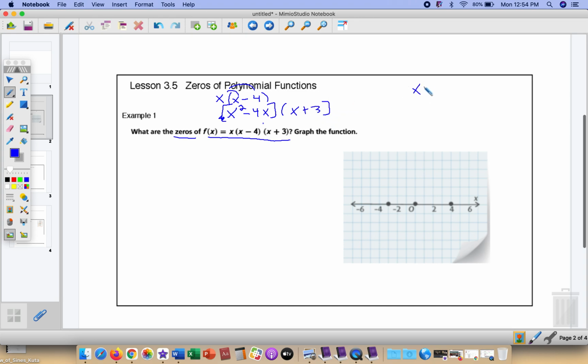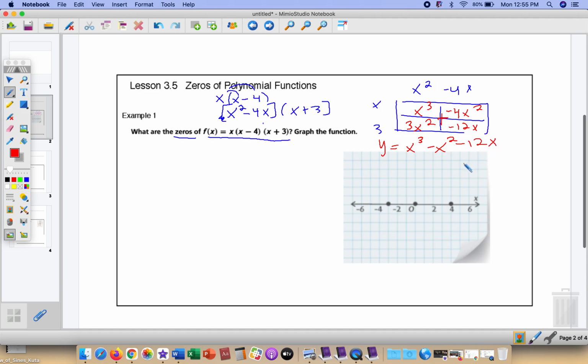I'm going to come over here and make a little box. x, 3. Multiply inside, add on out. So we get x cubed, we get minus 4x squared, we get 3x squared, we get negative 12x. I can add everything on the inside, so I know it's y equals x cubed minus x squared minus 12x.